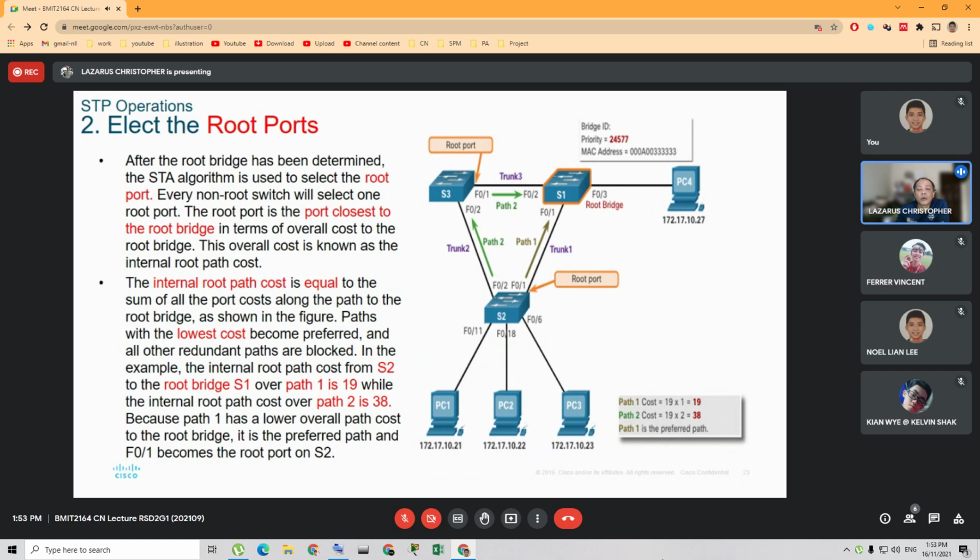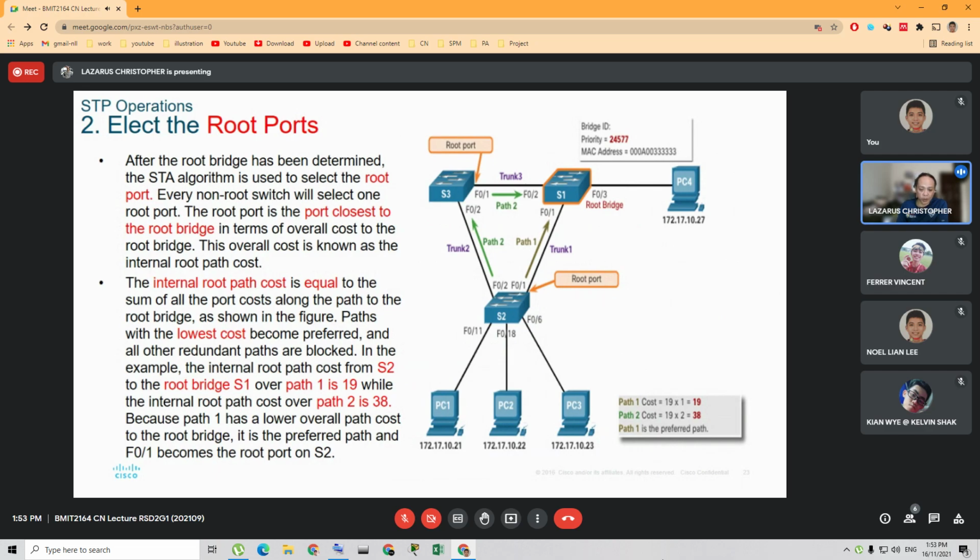Okay, the root port usually indicates that that port leads to the root bridge. Now, before we continue here, let's say in this example, switch 1 is the root bridge. So for S1, there is no root port there.